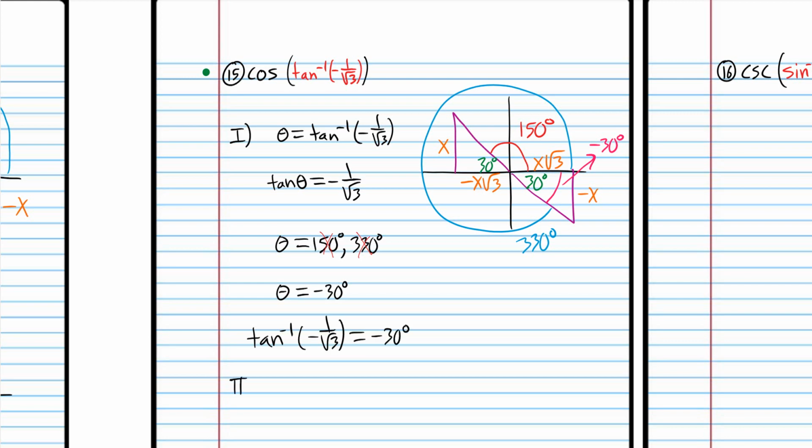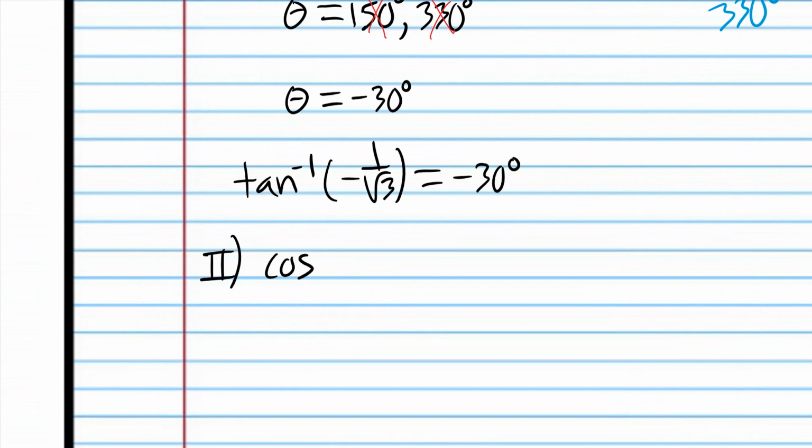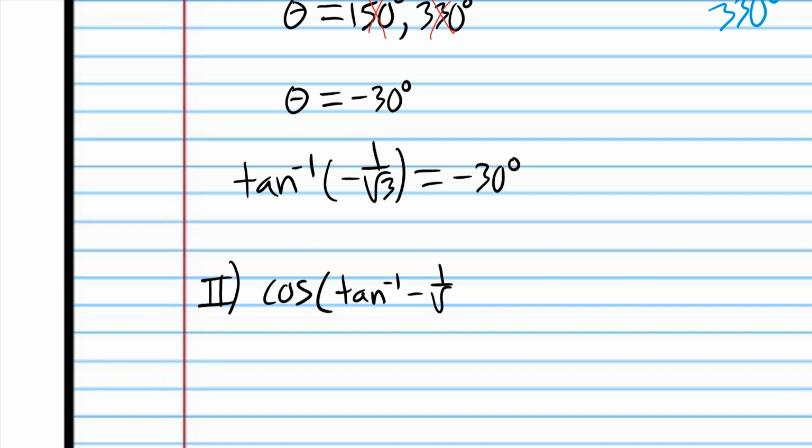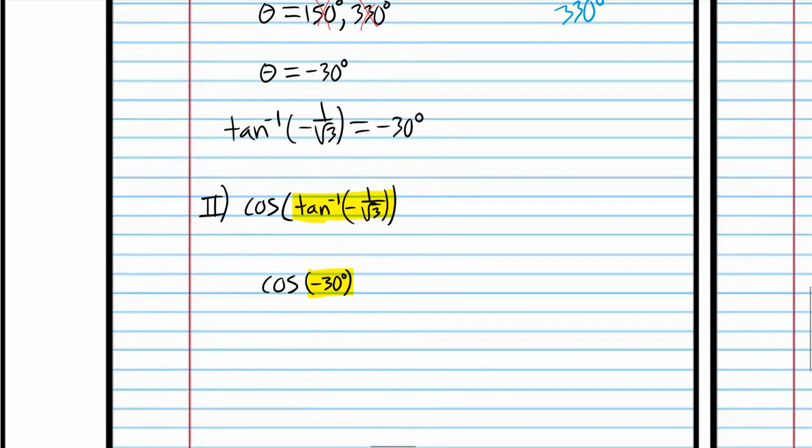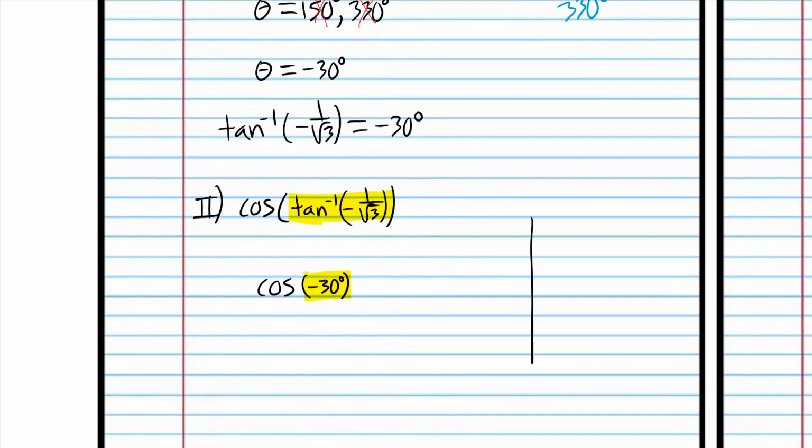So we're done with part 1 of the problem. We found the value of the inside expression. So now we're going to find what we're actually looking for. The cosine of tangent inverse of negative 1 over root 3. And we found the inside part is negative 30 degrees. We did that in the first part of the problem. And now we just have to find cosine of negative 30 degrees.